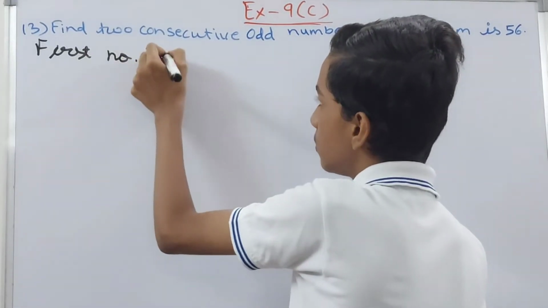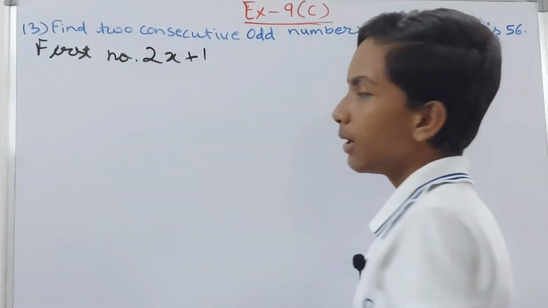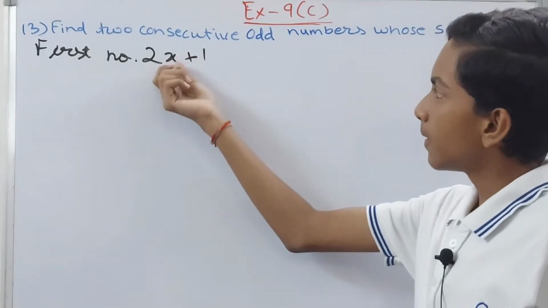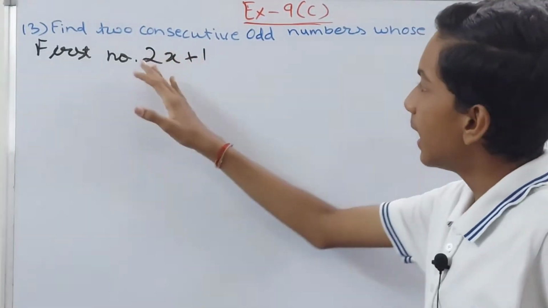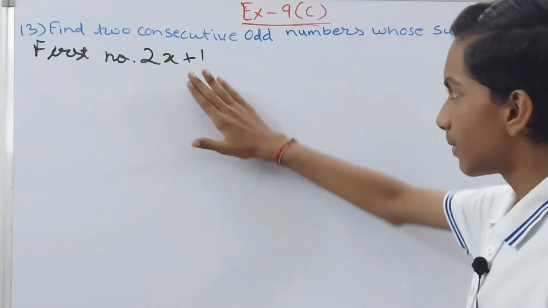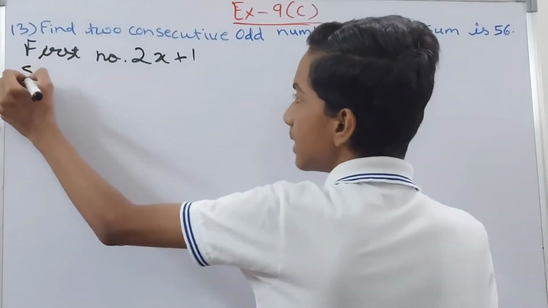First number becomes 2x plus 1. Why? Because this x is our assumed number, and an odd number of that becomes 2x plus 1. Alright, now one thing more, that is the second number.